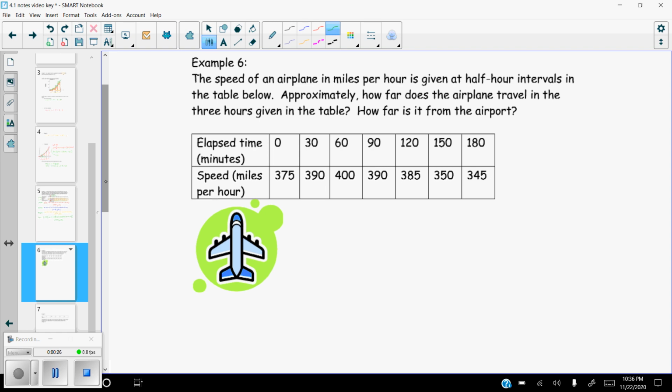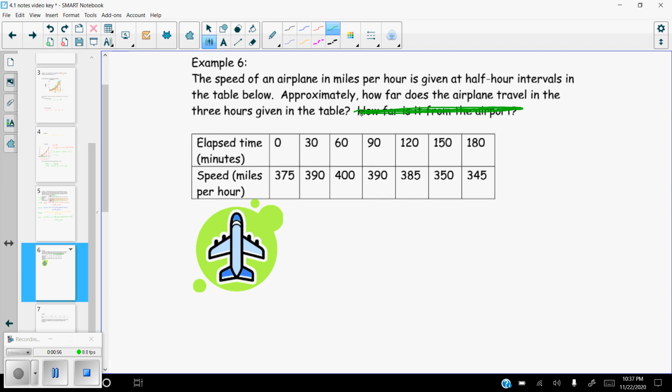So the speed of an airplane in miles per hour is given at half-hour intervals in the table below. Approximately how far does the airplane travel in the 3 hours given in the table, and how far is it from the airport? We're not even going to worry about that because we don't know anything about where the airport is. Okay, so elapsed time is given in 30-minute intervals, and the speed is given in miles per hour.